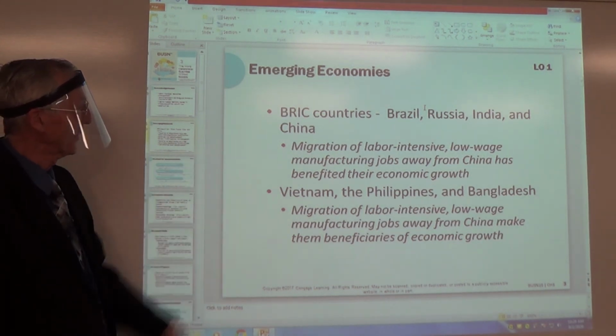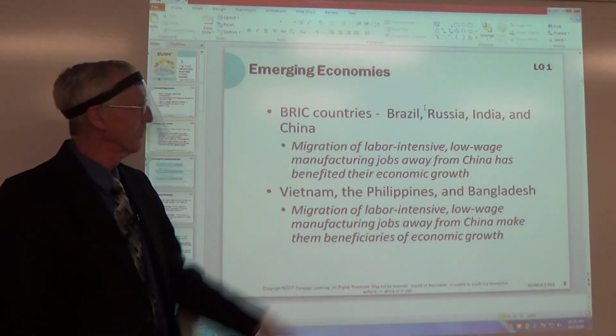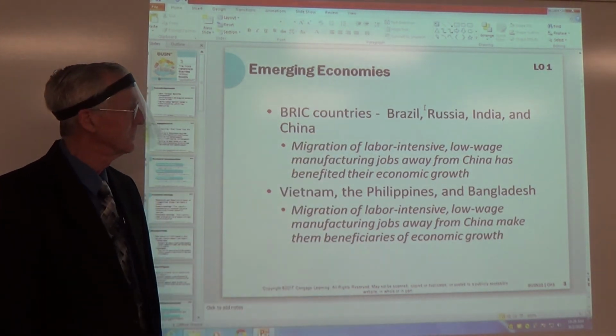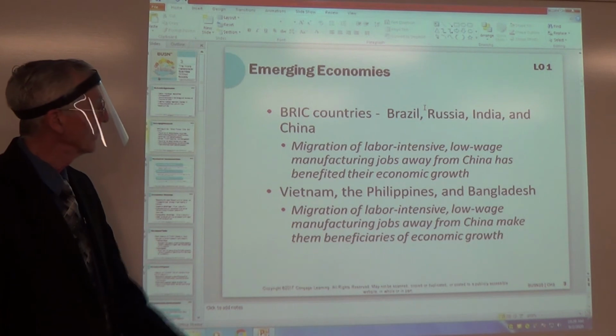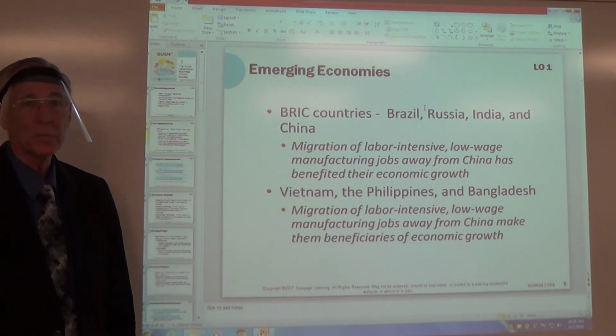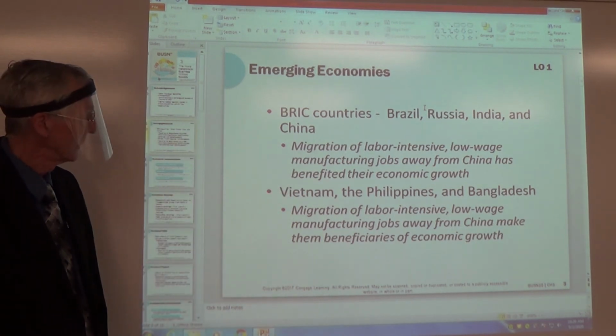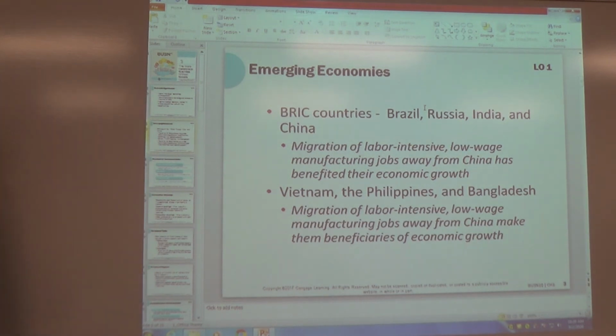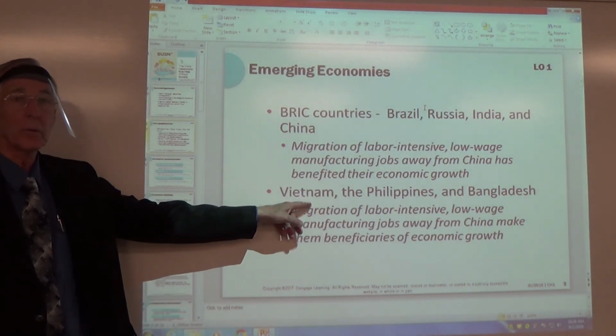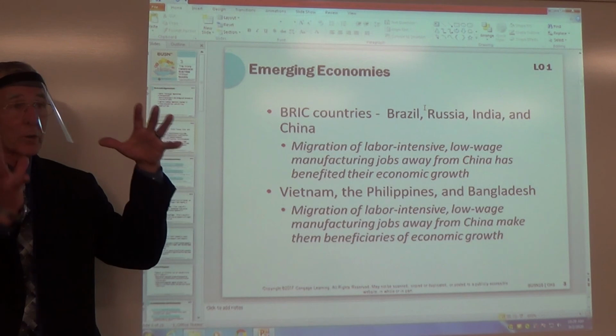They're not an emerging economy. Brazil, I don't believe it. Maybe Russia. India, no, not anymore. These are all solid economies today, in my opinion. You might check. Now, North Vietnam is still an emerging economy. It's all one country now.